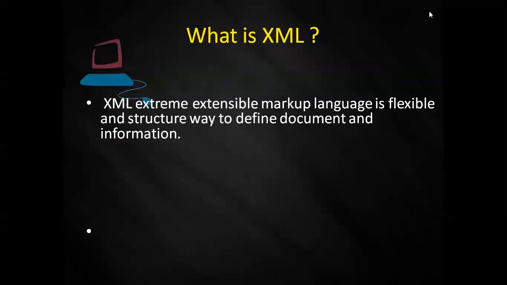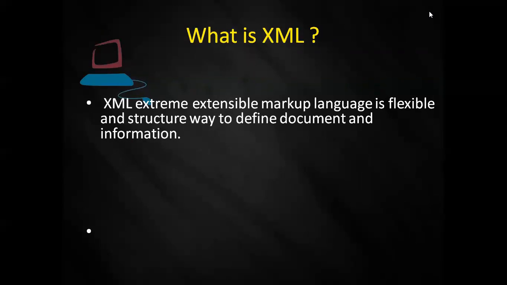So dear students, here is the theoretical information for XML. XML, extensible markup language. What is XML? Extensible markup language is a flexible and structured way to define documents and information. What is the specialty of this? It is flexible, meaning we can easily make changes, and structured. There is a particular structure to make it, like how we learned HTML. You may remember we learned the HTML program in the previous session. In that, how we structure the document: first we write the HTML tag, then title, then body. So this is one kind of structure base.